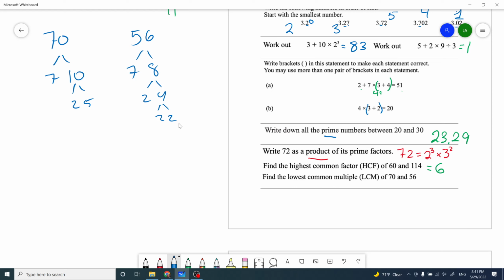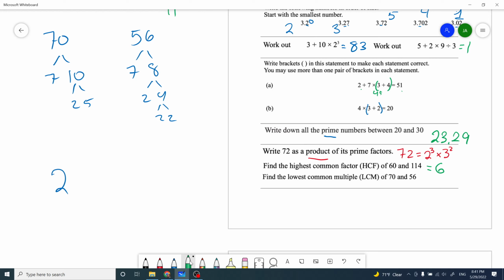Okay, so for the LCM, it's going to be a bit different. What I'm going to do is, for every prime factor I see here, I'm going to have to include it. Doesn't matter if it's in one tree or both trees, I have to include it. The only tricky thing is when I have the same number in both trees a different number of times. So let's start with 2. I see that I have 2 in both trees, so I'm going to bring it down here.